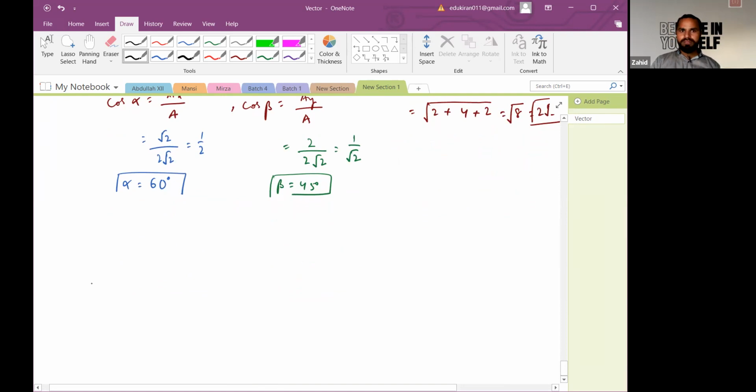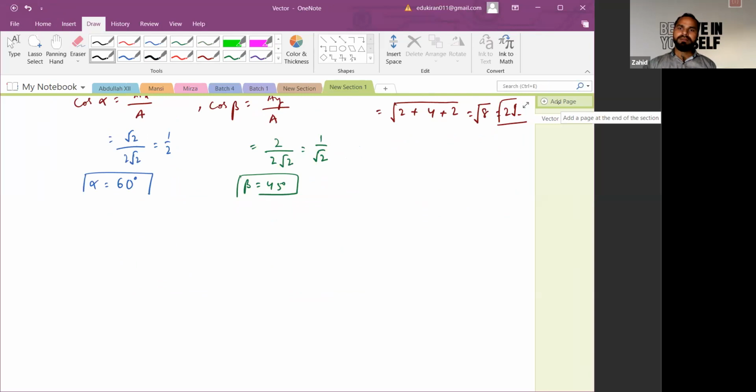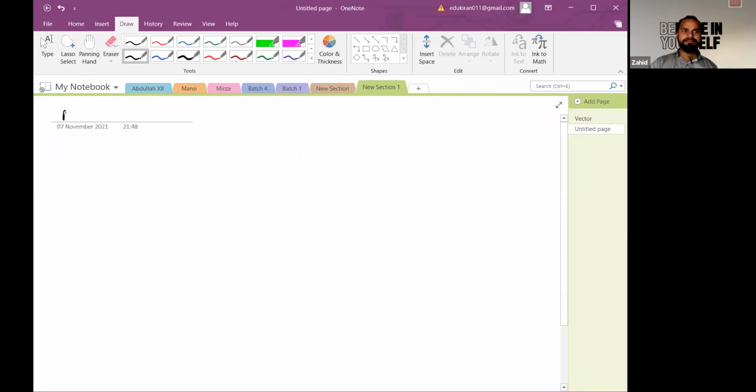So this is all about resolution of vector and addition of vector. Next is product of vector. Any doubt till this? Okay. So how to define it? I'm giving you some relation.